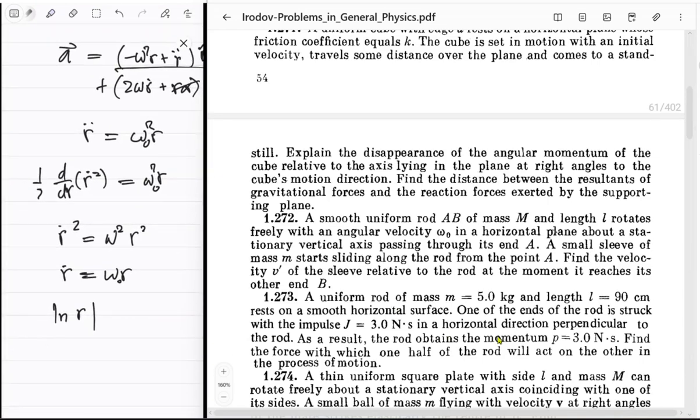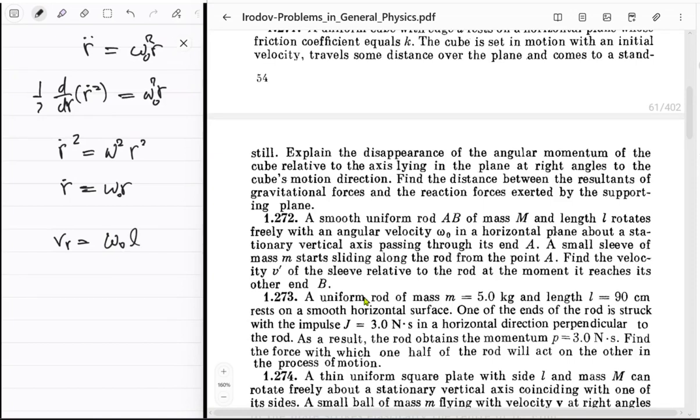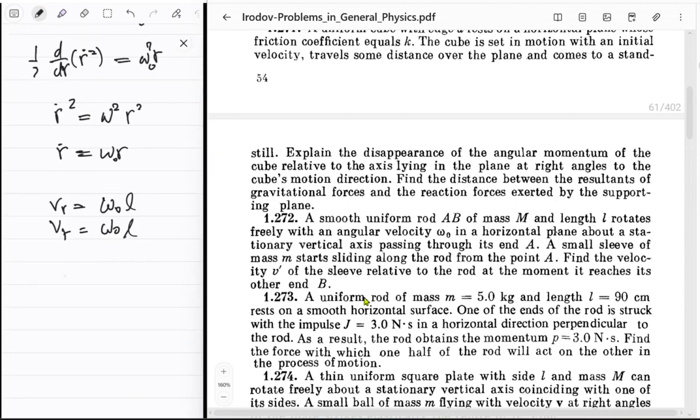What do you actually want, by the way? Find the velocity of the sleeve. Oh, you don't want the time required or anything, so just do the thing. You got r dot is equal to omega r. At r equal to L, the radial velocity is just equal to omega naught L. And our tangential velocity is equal to omega naught L as well. So it's just square root of 2 times omega naught L. There we go. That's our answer.